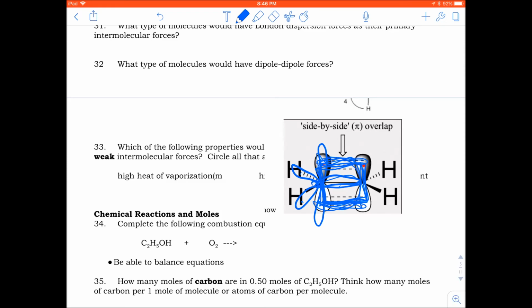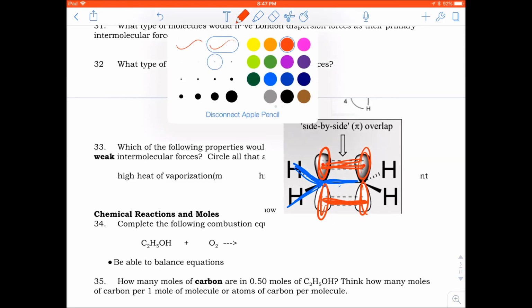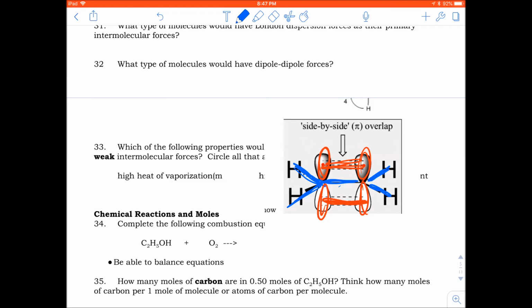So let me try this again with a different color. Here is our sp2 bond, and here is the other p. And that electron is going to go back and forth on either side. Back here would be sp2. These two overlap here. Those two overlap, and that is what a pi bond is. It makes a double bond.